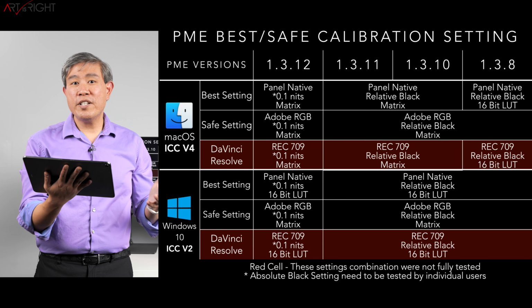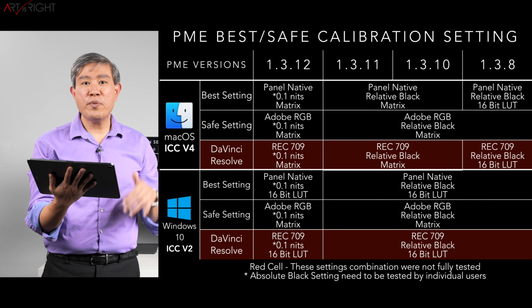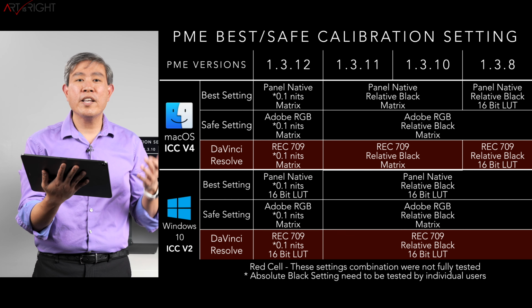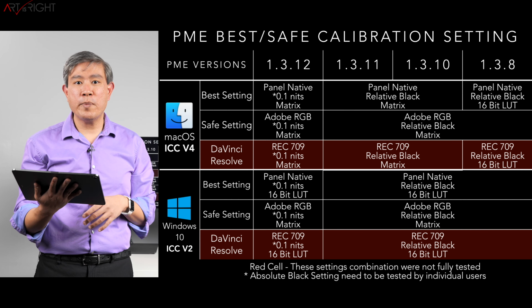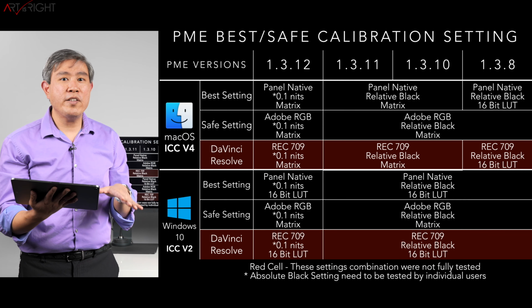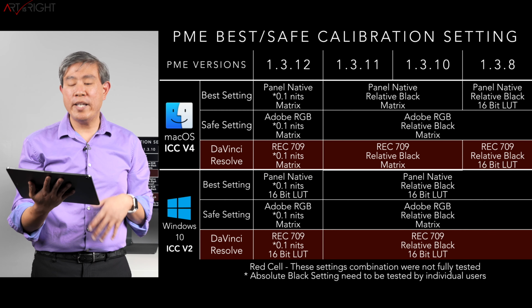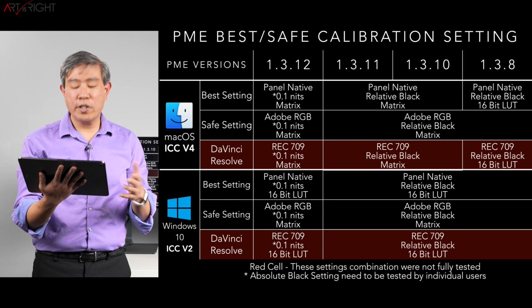And if you are using DaVinci Resolve to do any type of color grading, Rec 709, 0.1 nits. If you're on Mac, Matrix profile type. If you're on PC, you can certainly use 16-bit LUT. You'll be good. Don't forget to change your gamma to 2.4. This way it matches with the Rec 709 color grading standard.